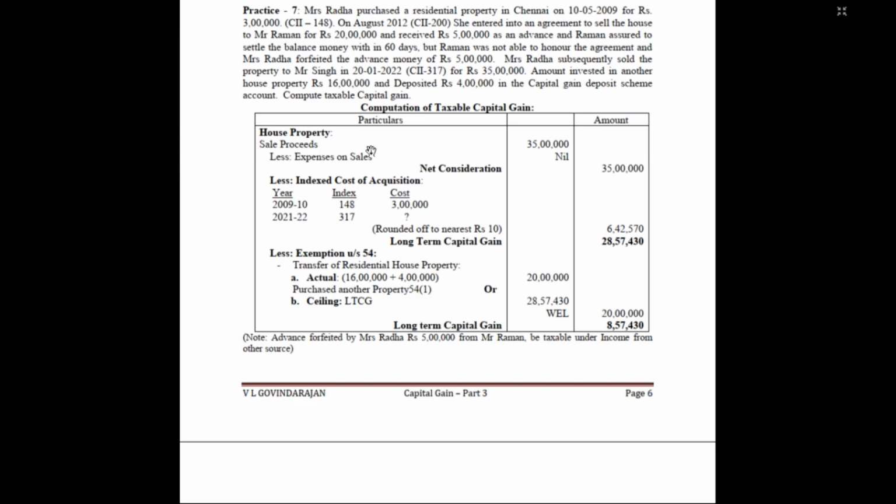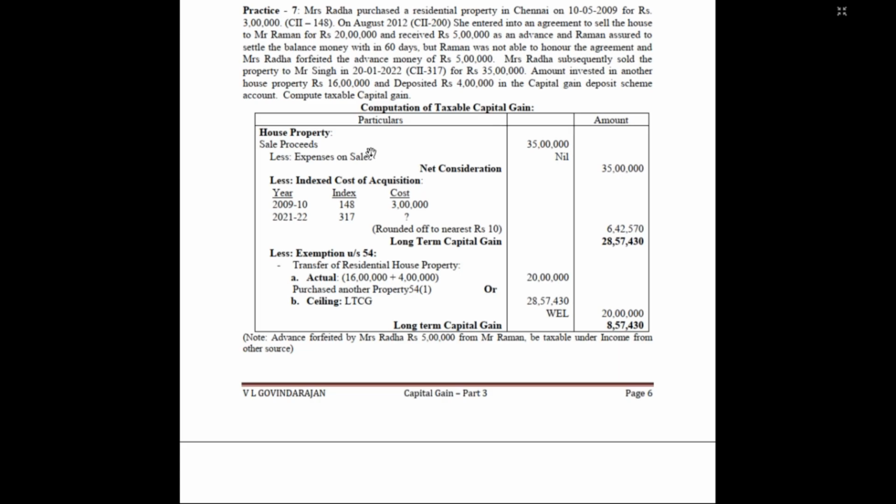Mrs. Radha subsequently sold the property to Mr. Singh on 20th January 2022 for 35 lakh during our previous year. One residential property was sold and that amount was invested in another house property, so we can claim exemption under section 54, but 4 lakh is deposited in the capital gain deposit scheme. So totally 20 lakhs was invested in the new residential house property. The question is, what about the advance money? What will be the tax treatment? Let me see the answer.